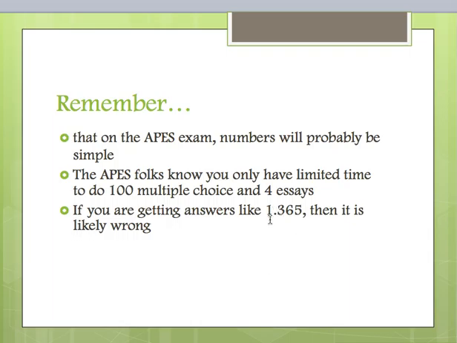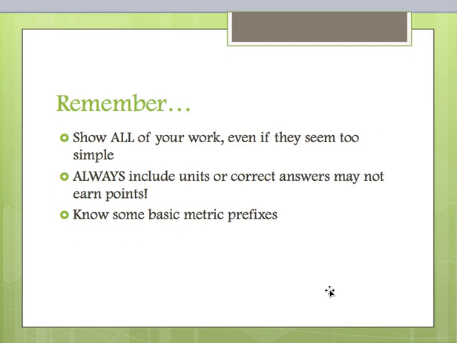If you start getting numbers like 1.365, it's likely that you're doing something wrong. Remember to show all your work, even for simple stuff. It's terrible to lose points on something that you know how to do just because you didn't show your work. So don't let that happen to you. Always include units. For some questions, you will not earn points if you don't include units. So that's really important. And know some basic prefixes.